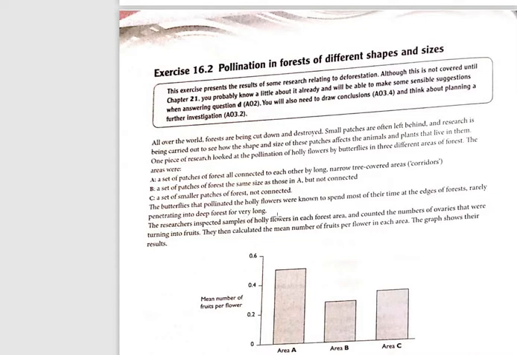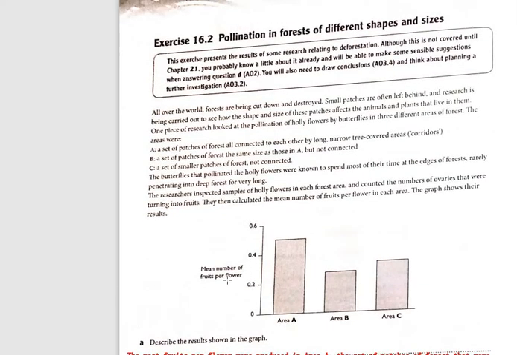The researchers inspected samples of holly flowers in each forest area and counted the number of ovaries that were turning into fruits. They then calculated the mean number of fruits per flower in each area. The graph shows the results. So you can see mean number of fruits per flower, area A, area B, area C. So you can see area A is the highest, and then area C is the second highest, right?